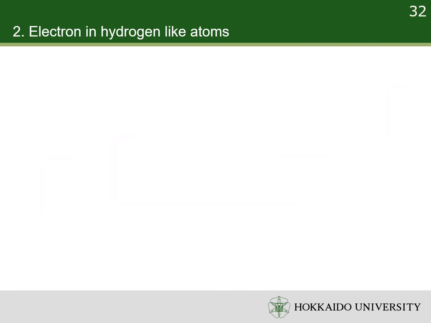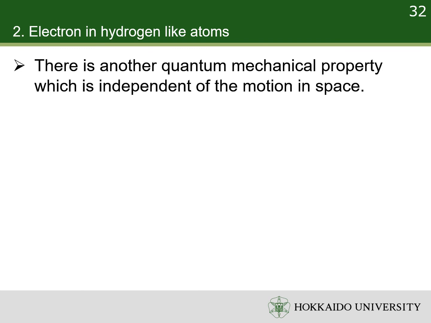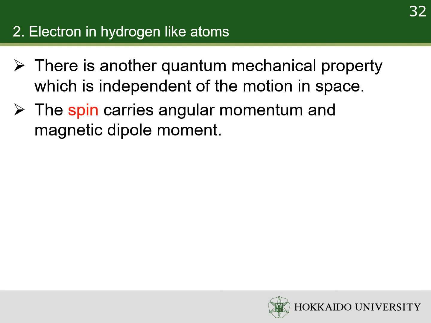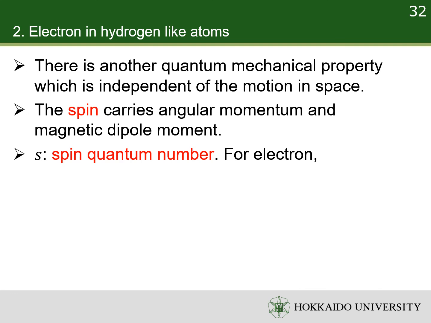The Stern-Gerlach experiment proved that there is another quantum mechanical property which is independent of the motion in space. It is called spin. The spins carry angular momenta and magnetic dipoles. There are two quantum numbers related to the spin. The first is the spin quantum number. It determines the magnitude of spin angular momentum. It is the analog to the azimuthal quantum number.